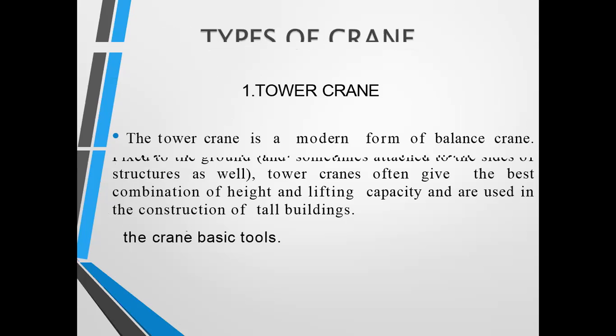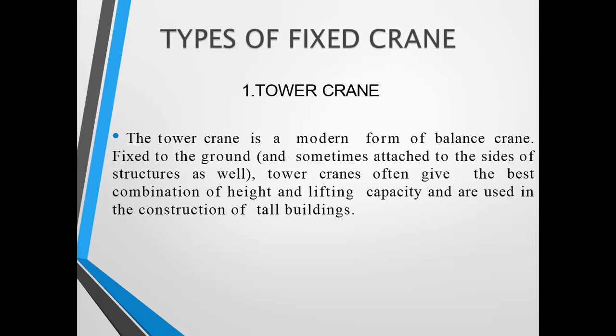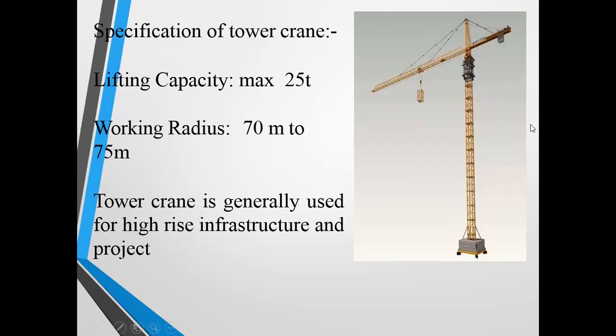Now, types of cranes. So, first is the tower crane. The tower crane is a modern form of balance crane, right? Fixed to the ground, tower cranes often give the best combination of height and lifting capacity and are used in the construction of tall buildings, right? So, this is one kind of tower crane. This figure shows the tower crane which is generally used to construct high rises or skyscrapers, right?